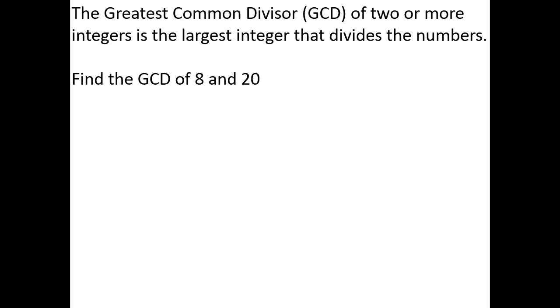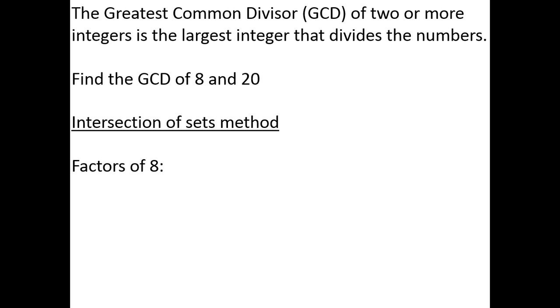So we have several methods for finding greatest common divisor. Let's use the example of greatest common divisor of 8 and 20. They're nice small numbers to work with. It's going to be easy to see what's going on when we use these methods. And the first method we're going to look at is called the intersection of sets method.